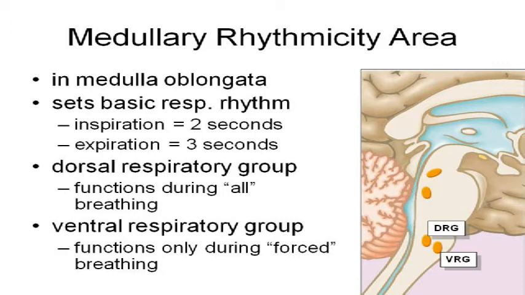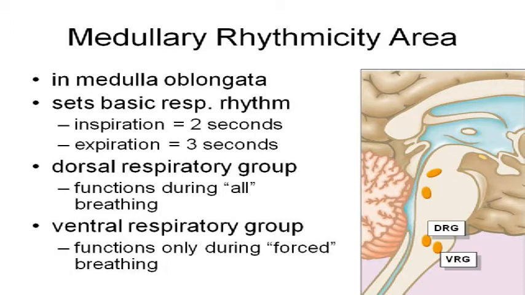So, the dorsal respiratory group is functioning all the time, basically. The ventral respiratory group only functions when you do forced breathing. For instance, when the doctor says take a deep breath, that's when the ventral respiratory group kicks in. Makes sense? When you're just doing quiet breathing, it's the dorsal respiratory group that's setting up the rhythm.